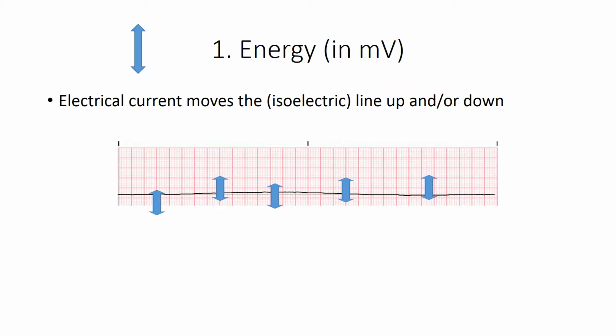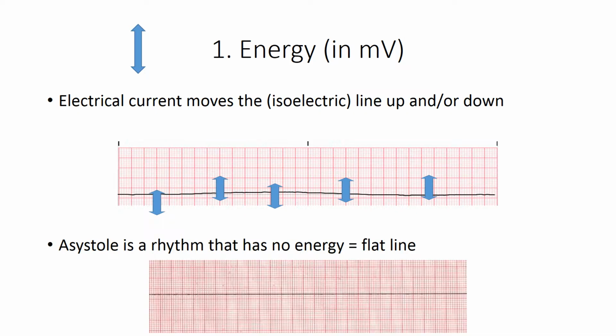Energy is an electrical current, and that current can move a stylette up and down on an isoelectric line, or a flat line. Without any energy, you will see the rhythm asystole. Asystole does not have any energy, so you will only document a flat line.